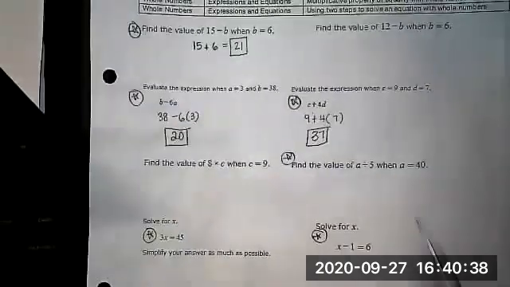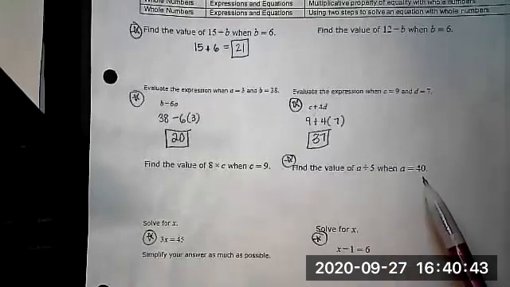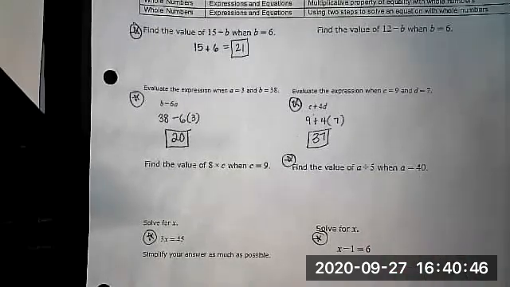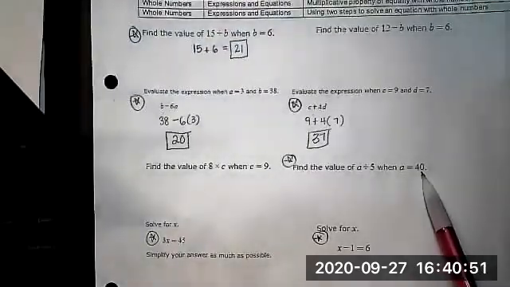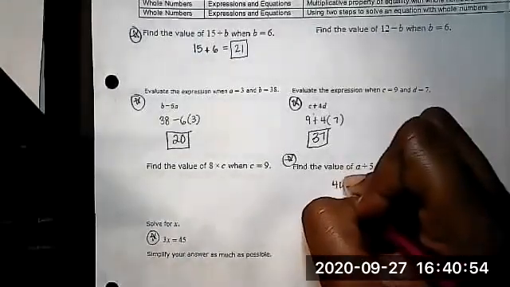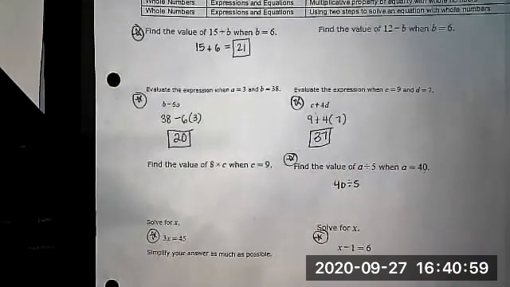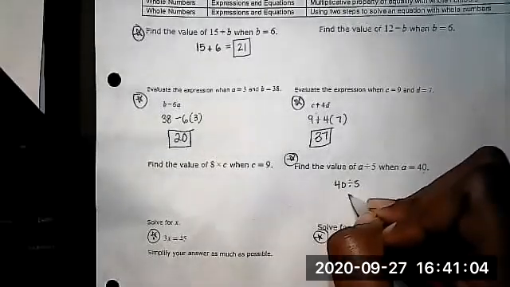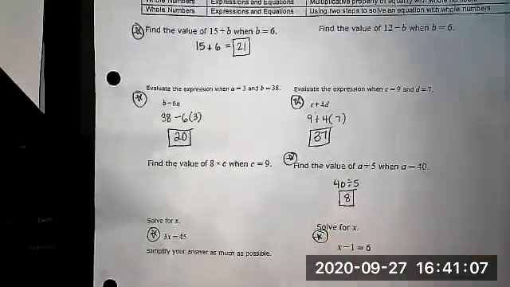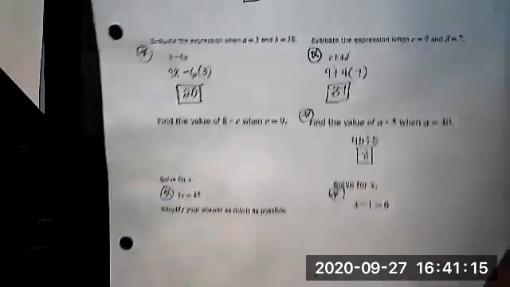Okay. So the next here, find the value of, it looks like A divided by 5. You're going to do the same situation where you're replacing or substituting 40 for A. So this is going to be 40 divided by 5. All right. So that will give you the answer that you need. So 40 divided by 5 is 8. So that's why we got that. All right, so let's move on to the next problem.